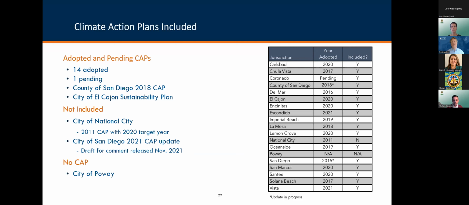And while the City of San Diego's 2015 cap is included, its updated pending 2020 Climate Action Plan, which was released too late to be included in our analysis, is not included. The City of Poway is the only jurisdiction in the region that has not begun activity to develop a cap. And note that this analysis was a snapshot in time and captured those that were in place or pending at the time of analysis. And we recognize that this is a living document that can be revised to include climate action plan updates, including both for the City of San Diego and the County of San Diego.